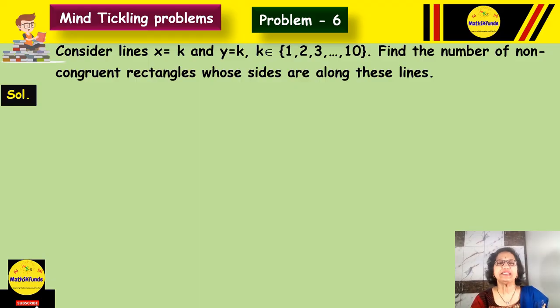Okay, let us start today's problem. Now today's problem is that there are lines like x equal to k and y equal to k, taken from the set 1 to 10: 1, 2, 3, 4, etc. up to 10. And we have to find the number of non-congruent rectangles whose sides are along these lines.